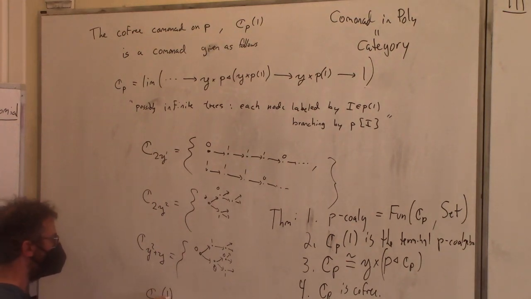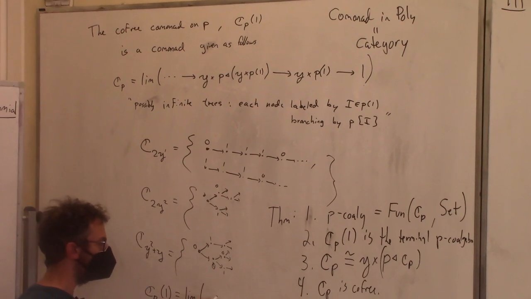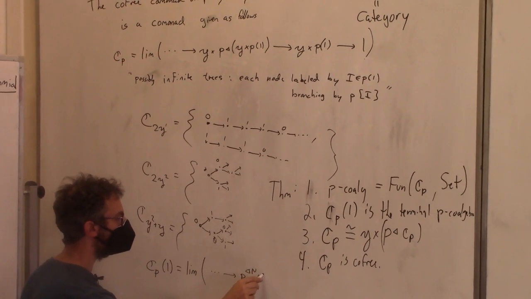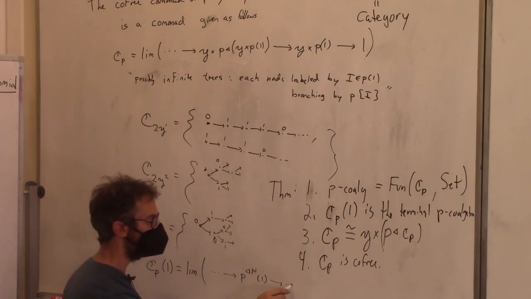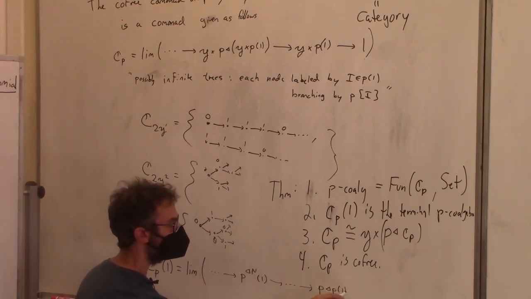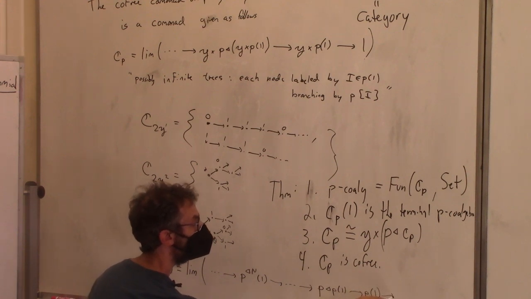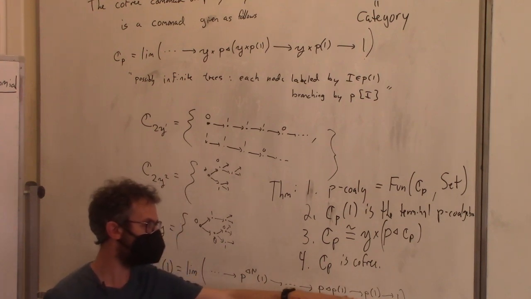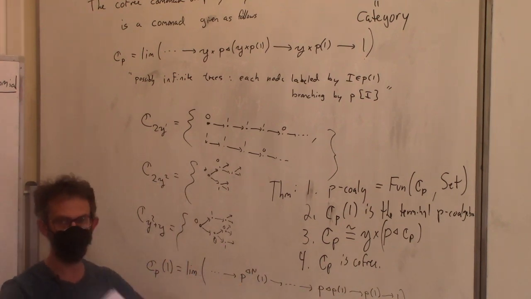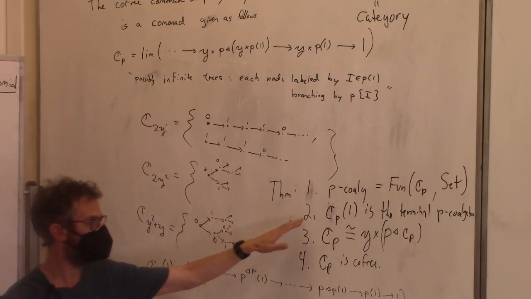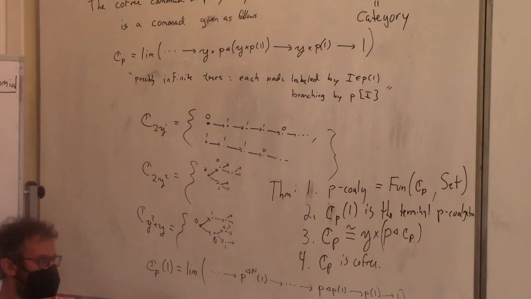So C_P of 1 is the limit of a bunch of sets. This is a set, and it's the limit of P composed with itself n times of 1, which is trees of height n, all the way down to P composed with itself of 1, to P of 1, to 1. So the limit of this is just saying I don't want just trees of height 1 or height 2 or height 3 or height n. I want infinite trees. And the limit of this is C_P of 1. It's all the infinite trees.